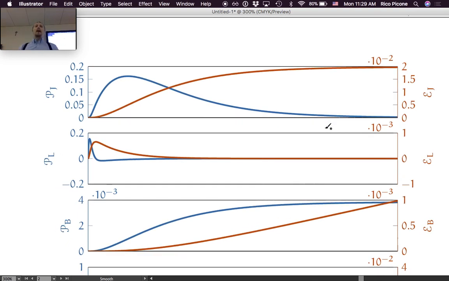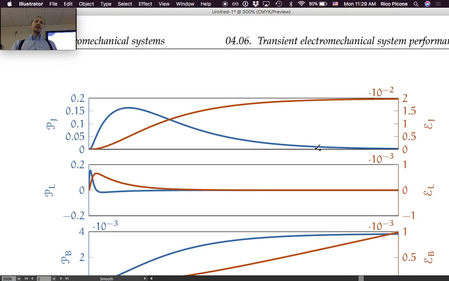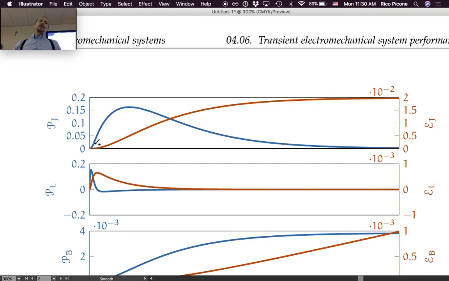So we've got the power on the left axis. Once again, it's over time, right? Time from 0 to 0.35 seconds. So the power that's flowing into the flywheel, well, the moment of inertia that includes the flywheel and the rotor, it has this peak that happens earlier. Remember, it's the product of angular velocity and the torque. So at the very beginning it has zero angular velocity, so no power flowing in. But then as soon as it starts to pick up some angular velocity, and it's got torque applied to it, it's going to have this positive power flowing in.